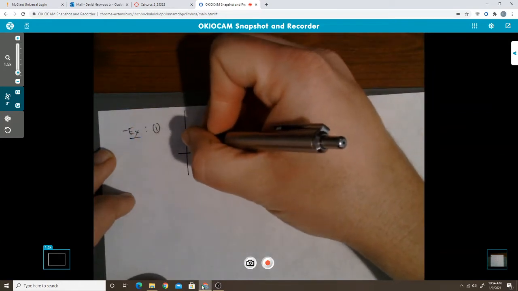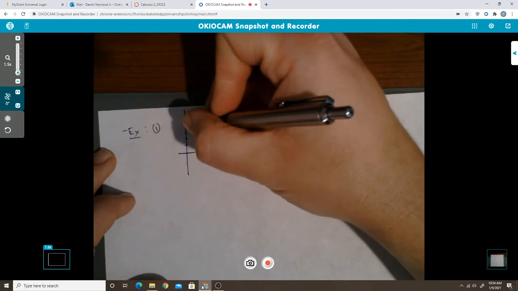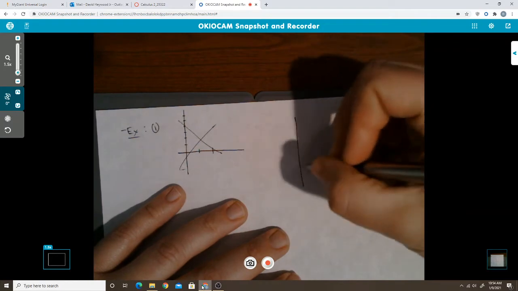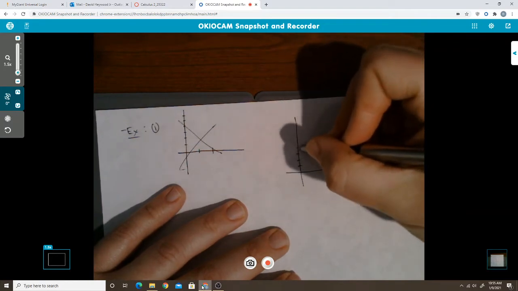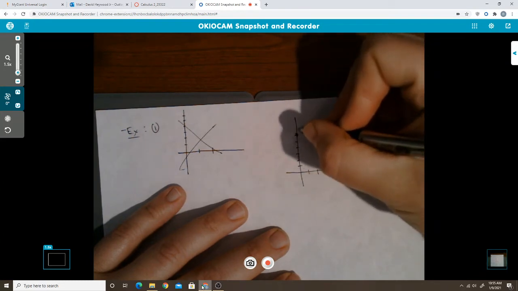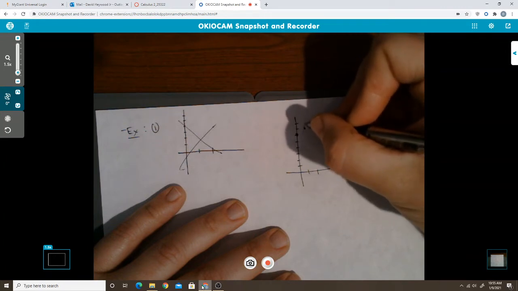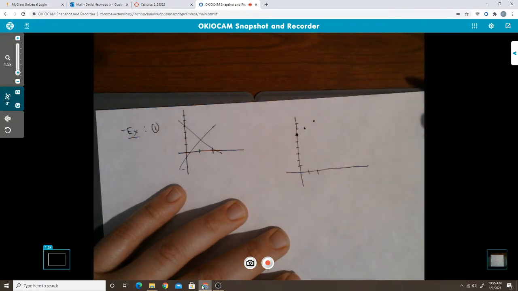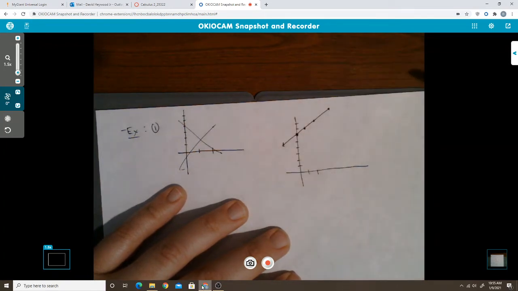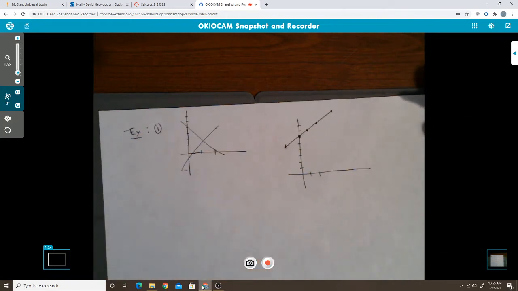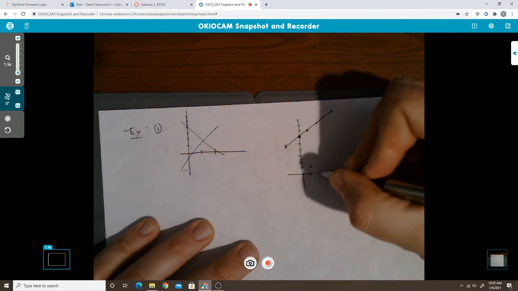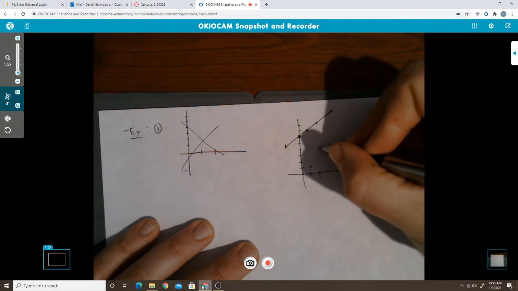Okay, 1, 2, 3. Oh, I should have made this 4, 5, 6. I might have to redraw this. Okay. 1, 2, 3, 4, 5, 6. 1, 2. And x plus 6. Okay, so it starts there, and then we're going to go up 1, over 1, up 1, over 1. So there's that line. And then we have the parabola, y equals x squared. So that's going to look like this, and then 1, 2, 1, 2, 3, 4.